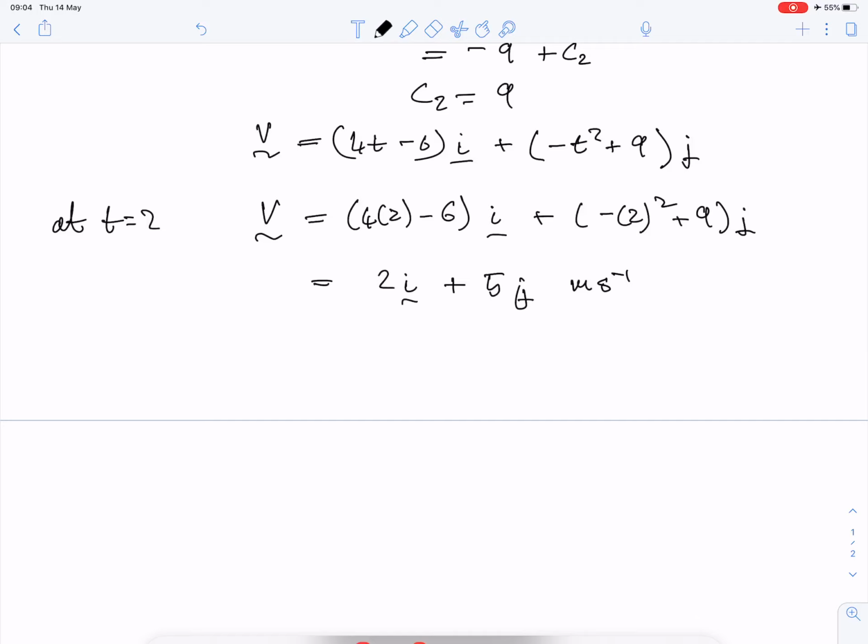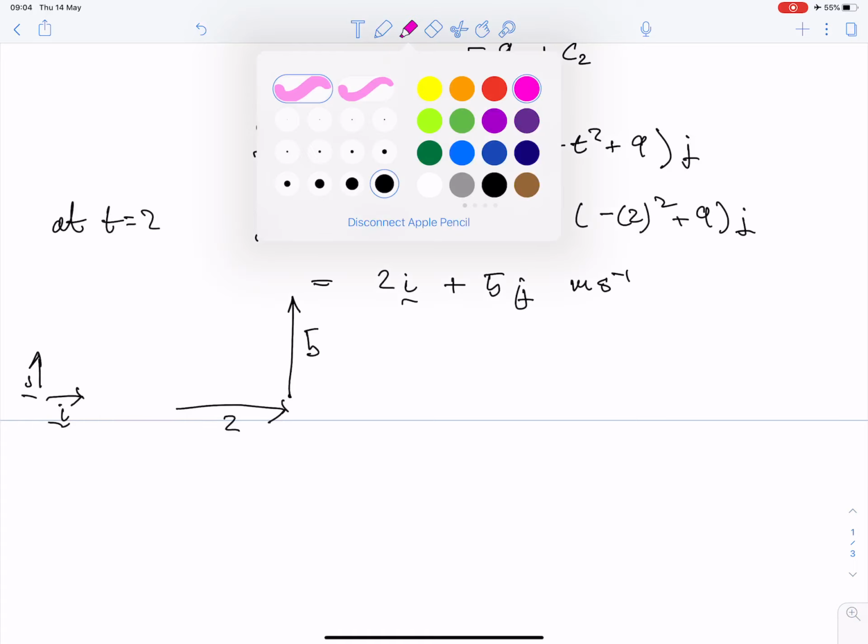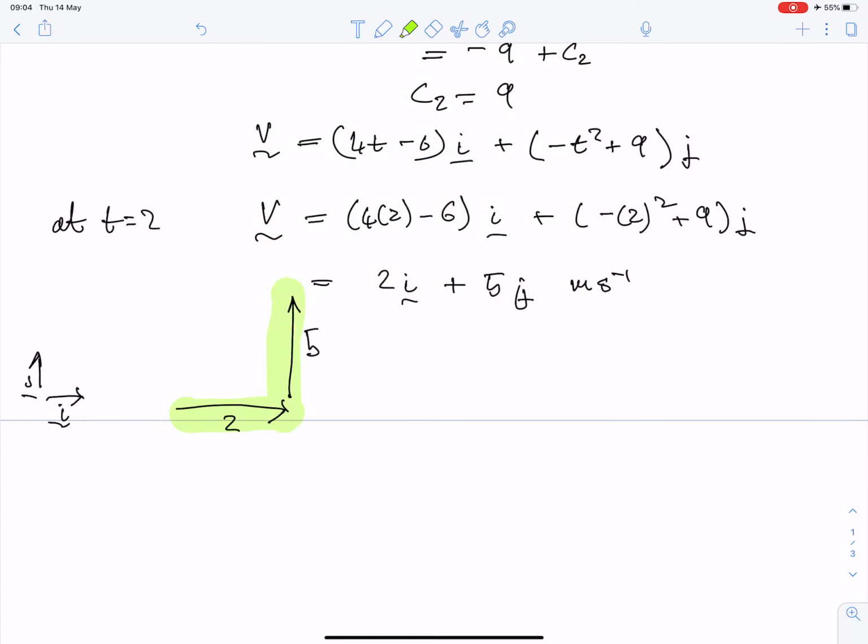So let's draw out our diagram. That's 2 in the i direction, if that's i and that's j, which is our usual definitions. And then it's 2i plus 5j. Notice how we add them up. It's the 2i plus the 5j to create the vector v. And we want the angle with the i direction, so we can call that theta.